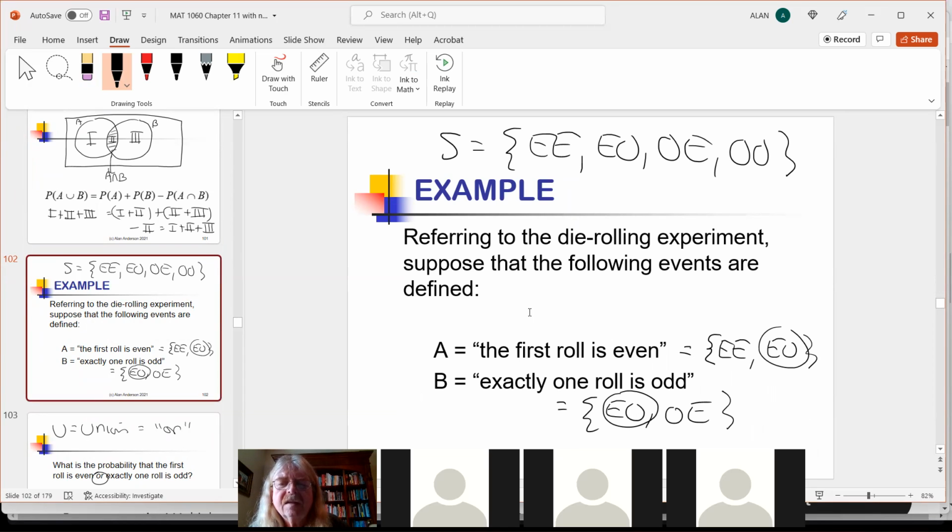Let A be the event that the first roll is even, which means it consists of the points or the sample events EE and EO. And then B is the event that there's exactly one odd roll, which means it includes the elements EO and OE. And as you can see, I circled the ones that they have in common. They both contain EO.